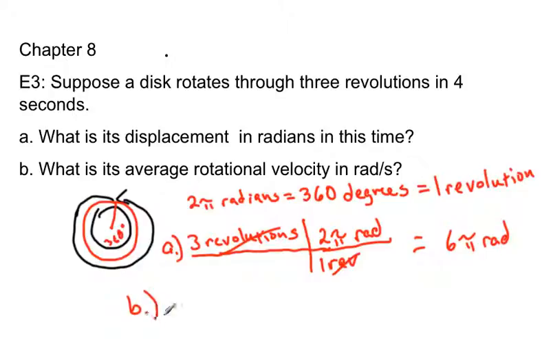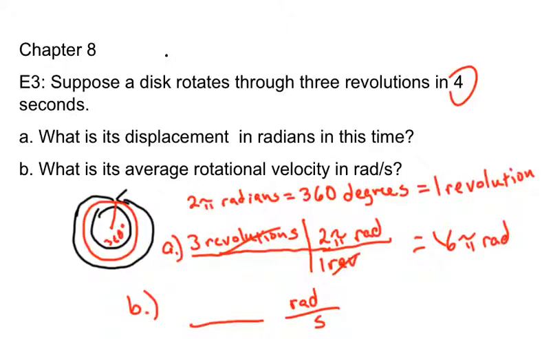Now let's do B. What is the average rotational velocity in radians per second? Well, you have the radians here. You were given the seconds. Just make sure your answer has the unit of rad per s, radians per second. I'll let you plug in the math. You're going to take your radians and divide by your time.